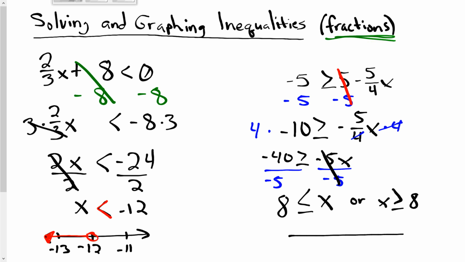Graph this inequality by drawing a number line. And I'm getting that ready, 7, 8, 9. Greater than or equal to means a closed dot, and greater means go to the right.